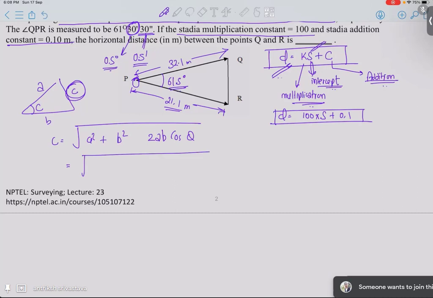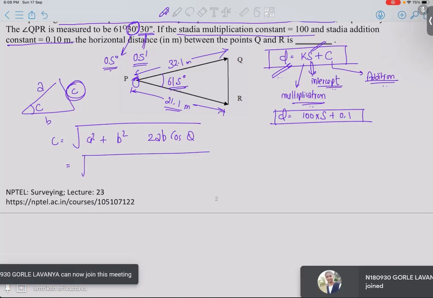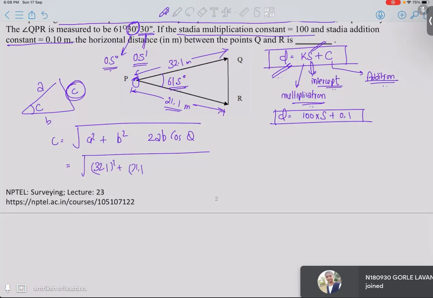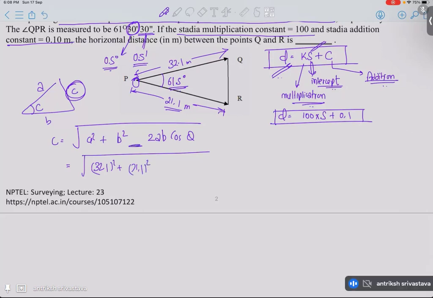So let's start to calculate the distance. We have A. Let's take A as 32.1 square plus 21.1 square, and then a question mark for you guys, and then 2 into 32.1 into 21.1 into cos of 61.5. So what is the cos of 61.5 degree?